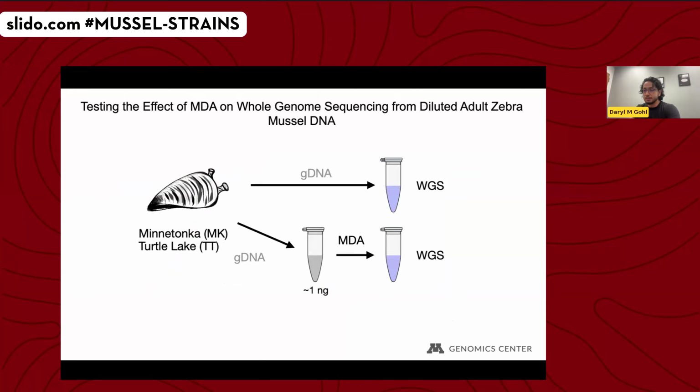First, we determined the effect of MDA on whole genome sequencing of zebra mussel DNA. For this particular experiment, two samples from mussels collected in Minnetonka and Turtle Lake were diluted to 1 nanogram, treated with MDA and sequenced, and analyzed along with the corresponding controls.